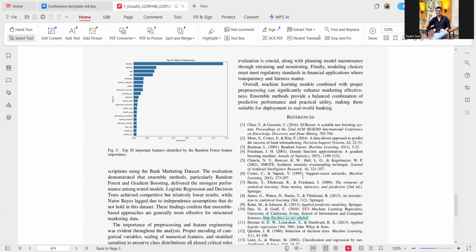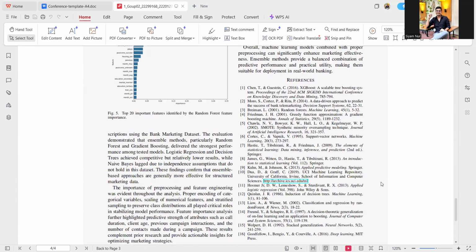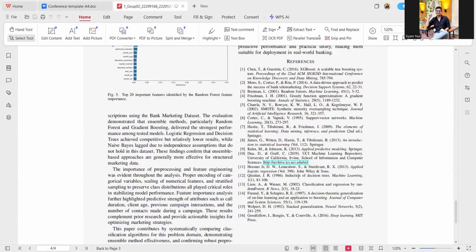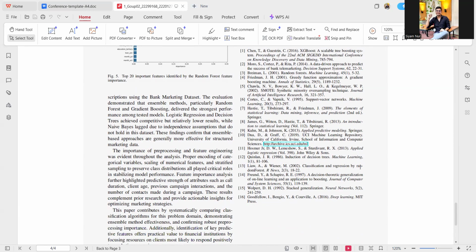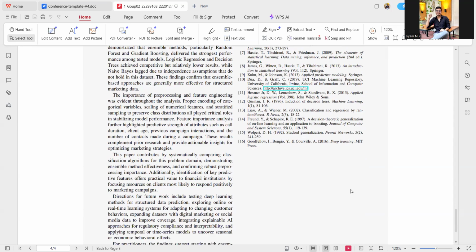Our work makes several contributions. First, we provide a systematic comparison of 6 popular classification methods for this problem. Second, we validate the importance of proper pre-processing and feature engineering in achieving strong model performance. Finally, we highlighted the key features that banks should focus on to improve their marketing efforts and reduce unnecessary costs.